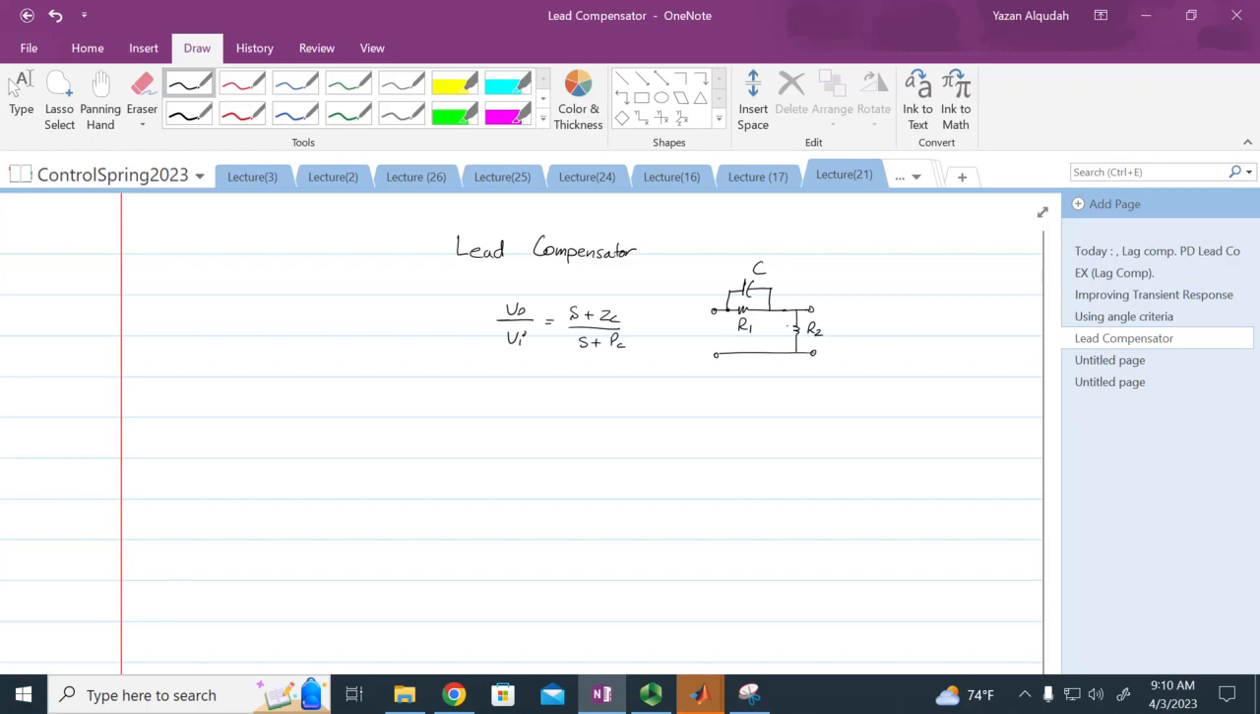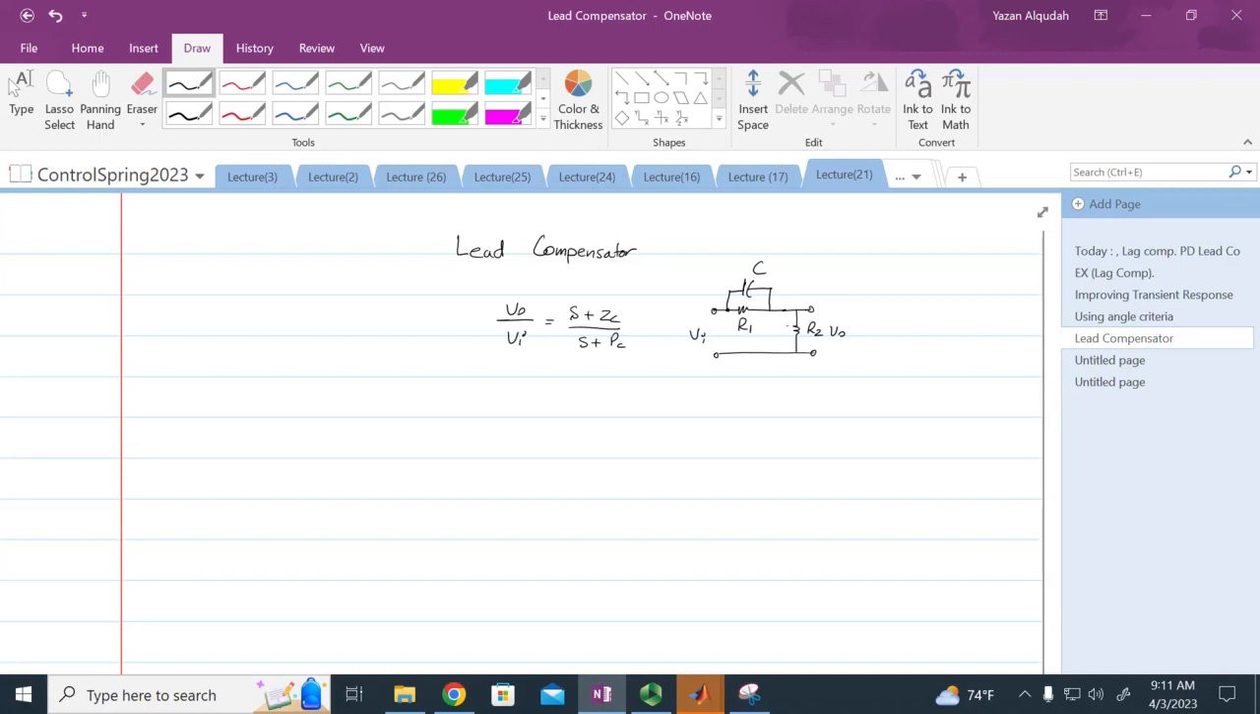Low frequencies will be no. Because the capacitor... Yes, what does the capacitor act like at low frequency? Is it a short circuit or is it an open circuit? Did you ever see a capacitor working with a battery? It's an open circuit. If it's an open circuit, then what is the output over the input going to be? R2 over R1 plus R2. So it's going to be a portion of the input voltage.